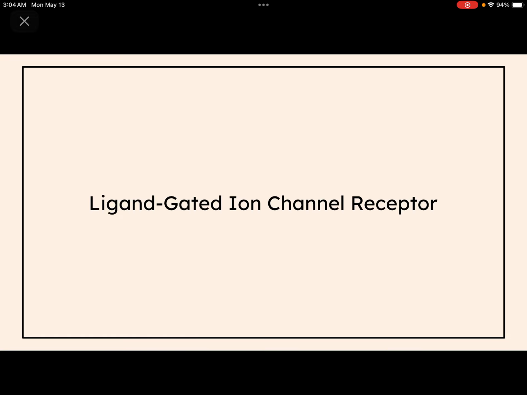A ligand-gated ion channel receptor acts as a gate when the receptor changes shape. When a signal molecule binds as a ligand to the receptor, the gate allows specific ions such as Na+ or Ca2+ through a channel in the receptor.